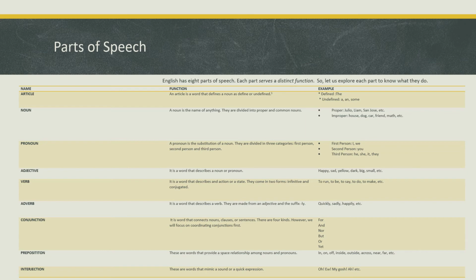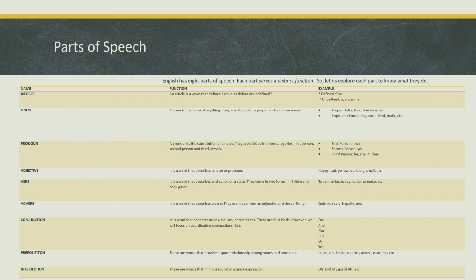Then we have the preposition, and the preposition gives you reference to space. So basically, when we use a preposition, we are saying the spatial relationship between one object and the other. So here are some examples. So my glass is on the table. So on is the relationship between my glass and the table. The glass is on top of it, right? So on tells you where the glass is with respect to the table.